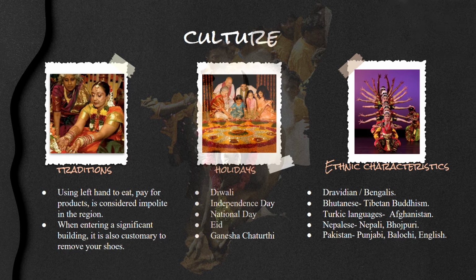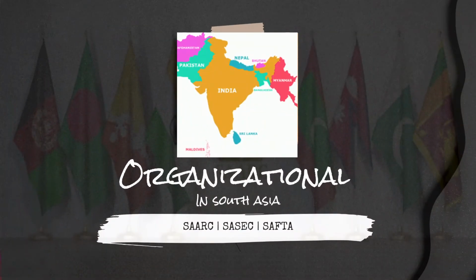Nepalese dialects include Nepali, Bhojpuri, and Gurung. The three main languages spoken in Pakistan are Punjabi, Balochi, and English. Sinhala, Tamil, and English are the three main languages spoken in Sri Lanka. Now I will explain the organizations in the South Asia region.